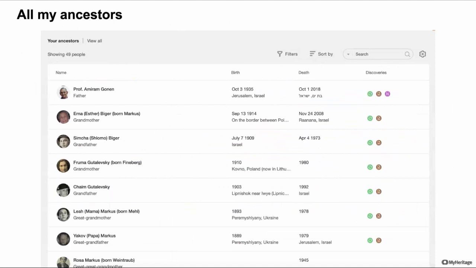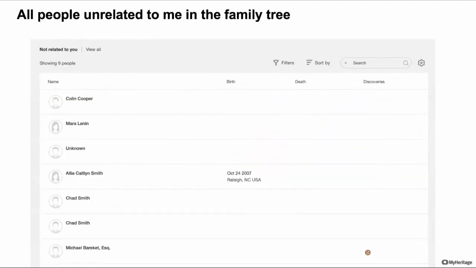And if we look at the other one called not related to you, we'll get here to a list of people that are not connected to me in the tree. And I can go and investigate here what to do. Should I reconnect them in the right place? Should I just delete them because they're unneeded? So this is a good tool to look at these situations, problems in your tree.